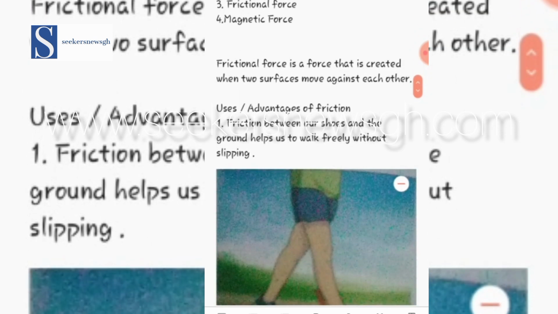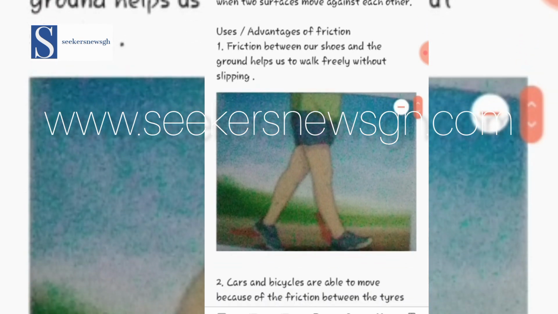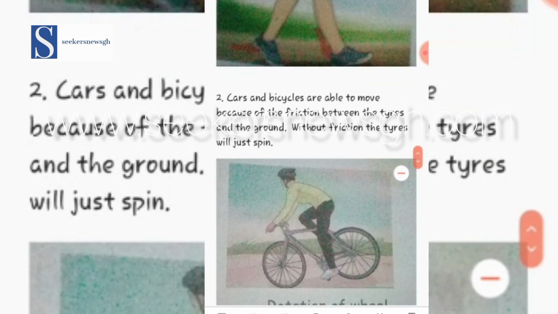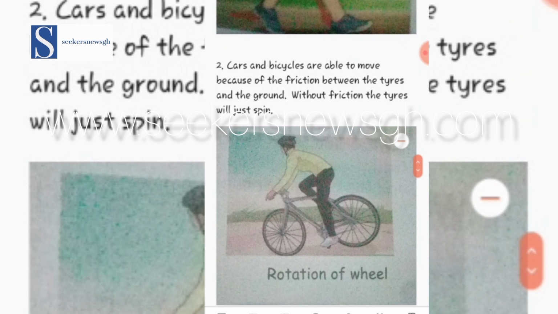Uses or advantages of friction. One, friction between our shoes and the ground helps us to walk freely without slipping. So friction can be reduced. That is why when you step on banana peels, you fall, because the banana peel is very smooth and the friction there is reduced. Cars and bicycles are able to move because of the friction between the tires and the ground. Without friction, the tires would just spin.